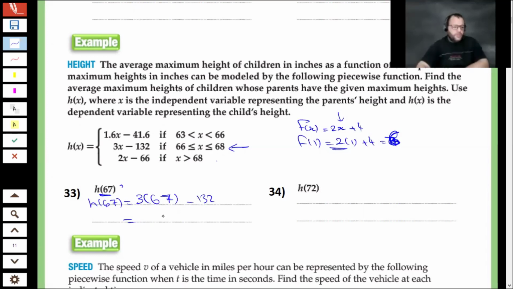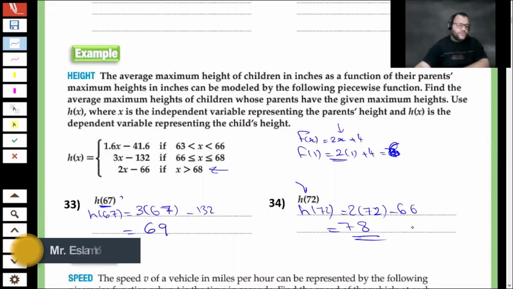Yes. Okay. We need h of 72. Which function will we use? The third one, because of the condition that we have, which is x is greater than 68. So h of 72 will be substituted in the third one. So it will be 2 times 72 minus 66. So what is the answer? 78. Okay. Any problem for this one?